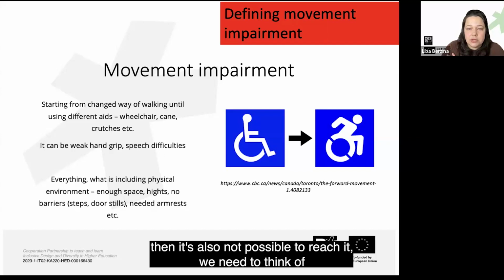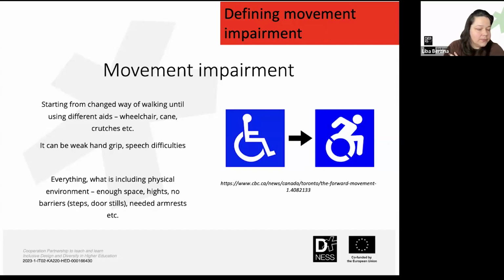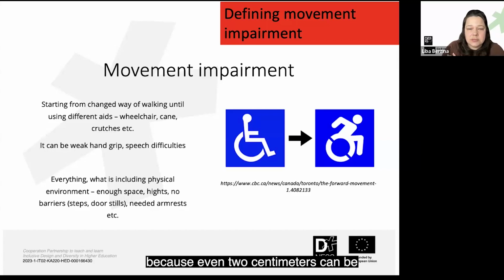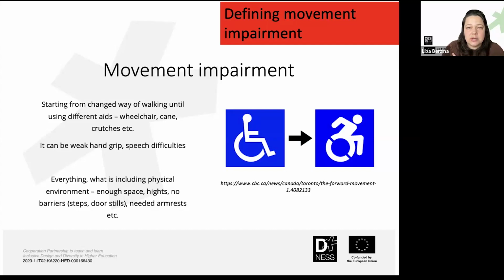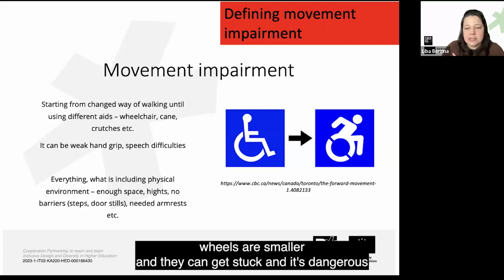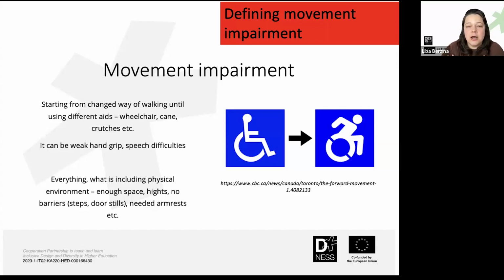We need to think of whether there are any barriers, for example, steps, door sills, because even 2 centimeters can be hardly overcome, or not possible to overcome, if hands are weaker. I'm talking about the wheelchair. The smaller front wheels can get stuck, and it's actually dangerous. I will also show how the wheelchair looks and what the types of wheelchair are.